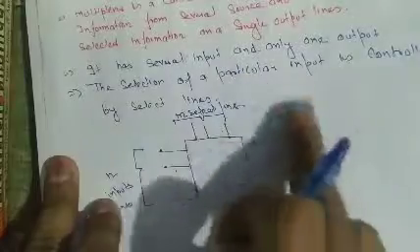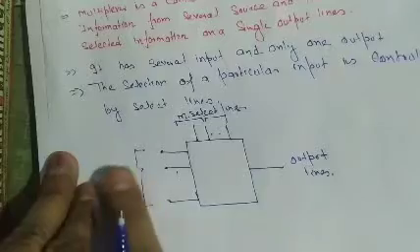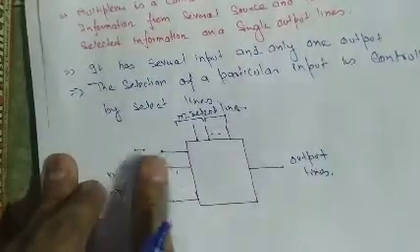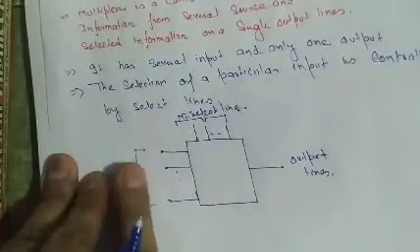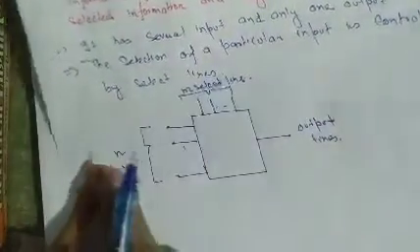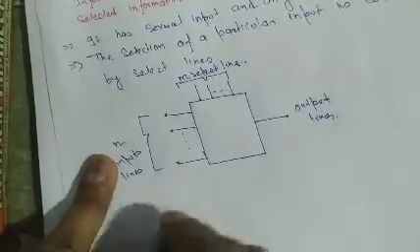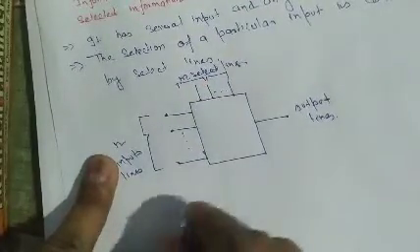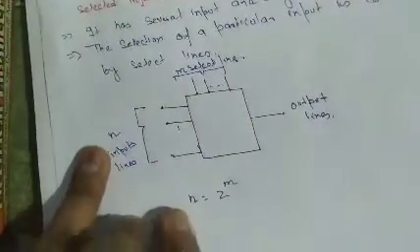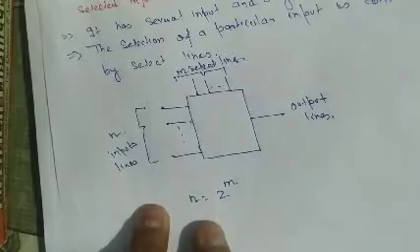These select lines are responsible for selecting any input at a time and transmitting the information to the output line. The input line having the same information is transmitted to the output line. Now, what is the relation between m and n, the number of inputs and number of select lines? The relation is n equal to 2 to the power m, that is, the number of input lines is equal to 2 to the power of the number of select lines.